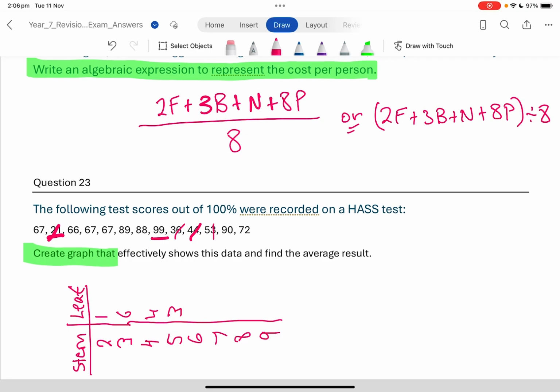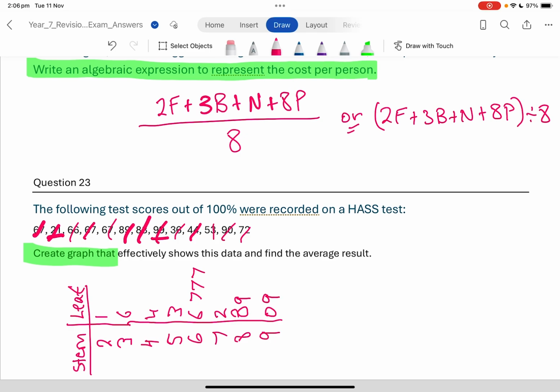For the 60s, I've got a lot here. What's the smallest one? Looks like it's going to be 66. So 66, and then we've got 3 67s, so 7, 7, 7. For the 70s, we've got a 72, so I'm going to put a 2 there. For the 80s, we got 88 and 89, so we'll put an 8 and then a 9. And for the 90s, we've got 90 and then 99, so a 0 and then a 9.